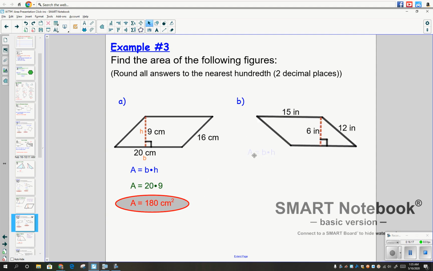Example B here. Again, my formula is base times height. What's the base? Well, 6 is the height here. Which side is perpendicular to the height? 15. Notice we usually say the bottom is the base, but opposite sides in a parallelogram are the same. So both the top and the bottom here are 15. They would both be considered the base. So the area is 15 times 6, which is 90 inches squared.